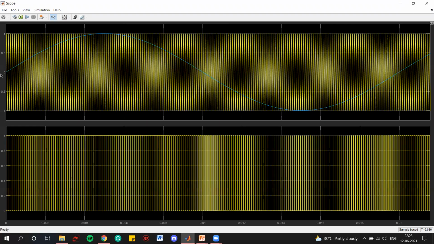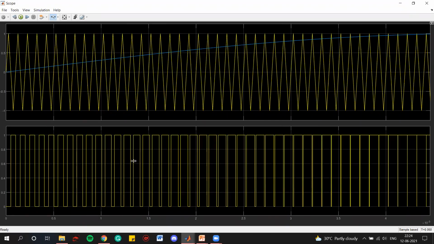What we will see is a high frequency triangular wave in the background, and the modulating wave is the sine wave, right? If we see the second graph, it is the output gate pulses. If I zoom it in, we can see here the width of the gate pulses will depend on the amplitude of the sine wave. So if the sine wave is at full amplitude, that is 1, the width is almost full, right?